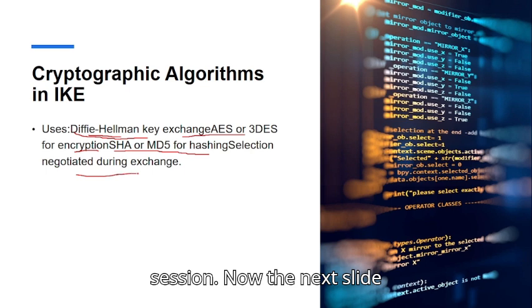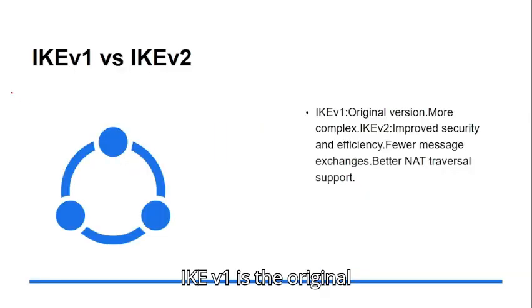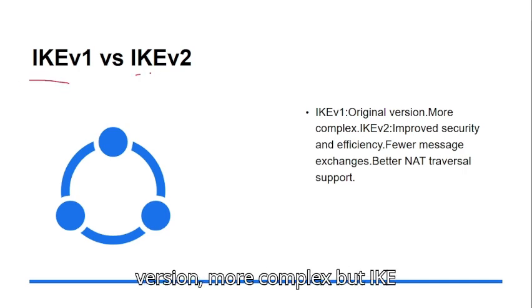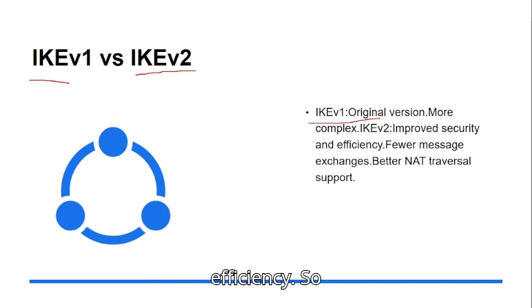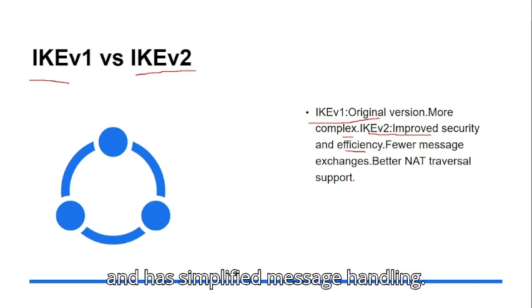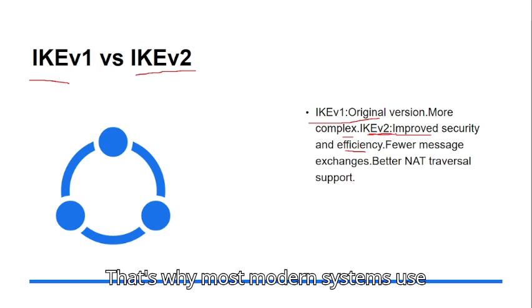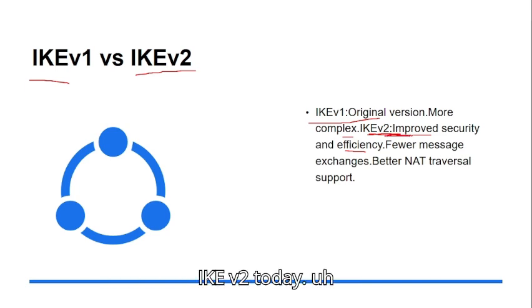Now the next slide, IKEv1 versus IKEv2. IKEv1 is the original version, more complex, but IKEv2 improves security and efficiency. It is the updated version. It's faster, supports NAT better, and has simplified message handling. That's why most modern systems use IKEv2 today.